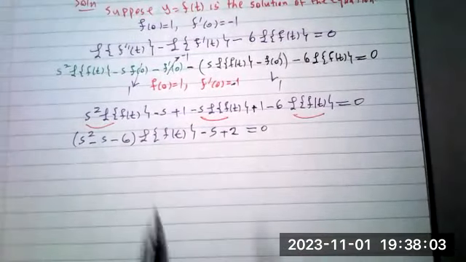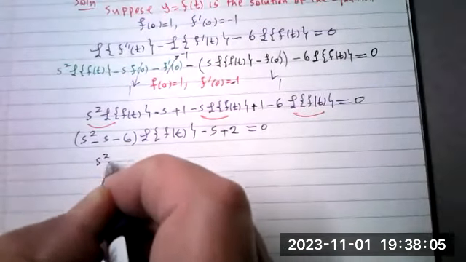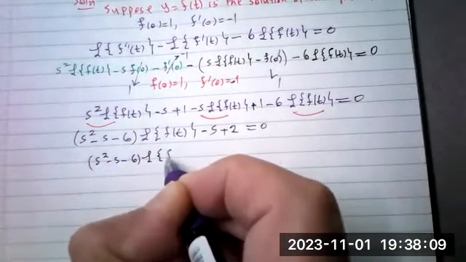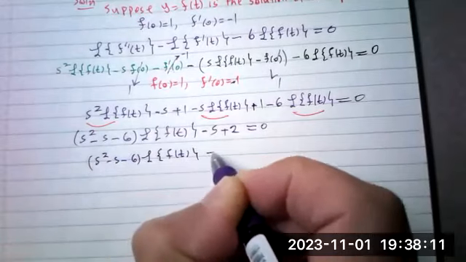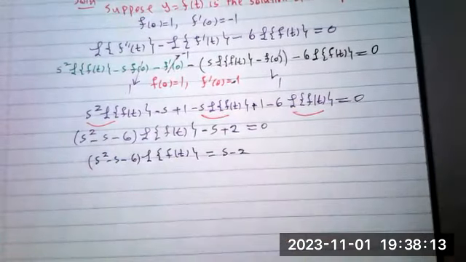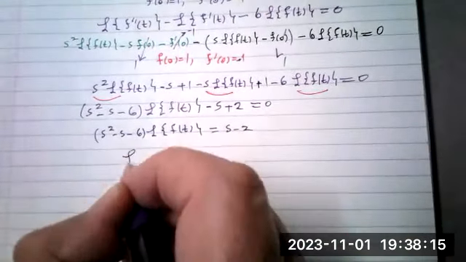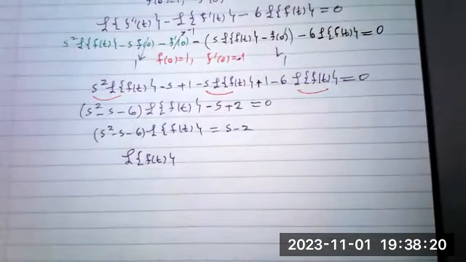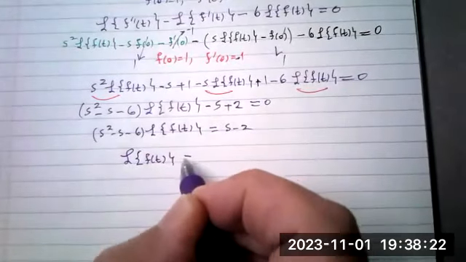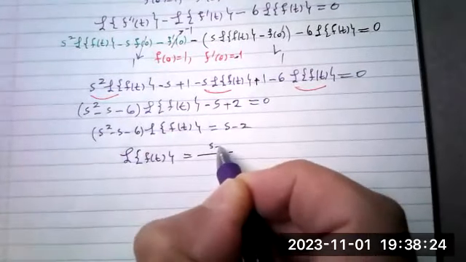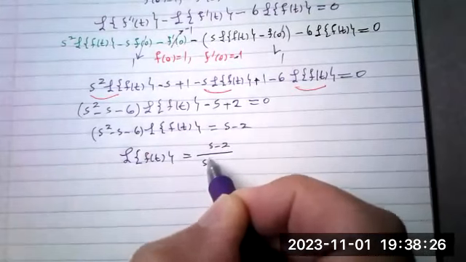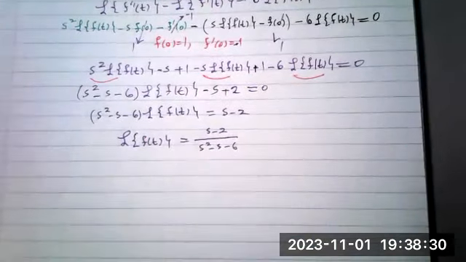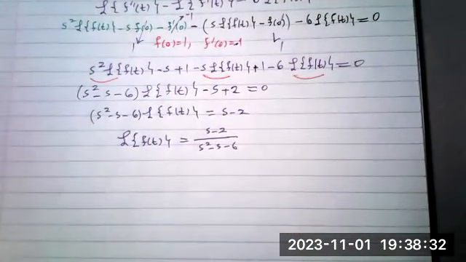Move everything else to the other side. s squared minus s minus 6 times Laplace of f of t is going to be equal to s minus 2. Solve for the Laplace of f of t. So the Laplace of f of t would be what? s minus 2 over s squared minus s minus 6. So you factor the denominator.